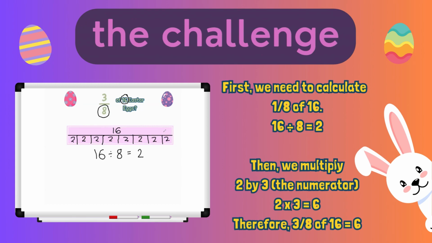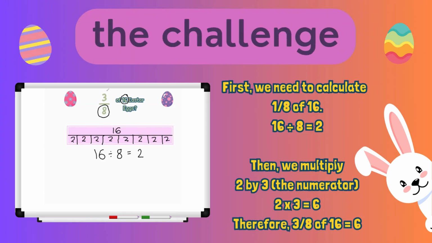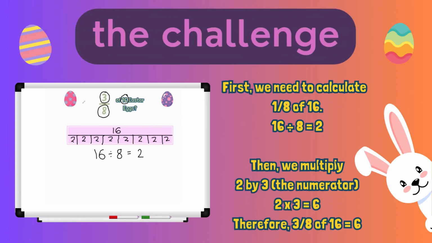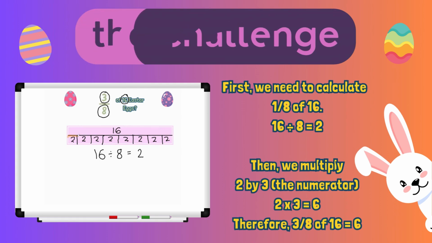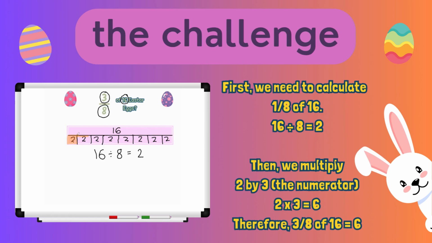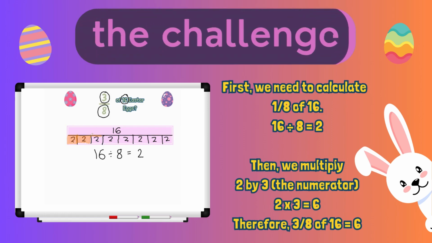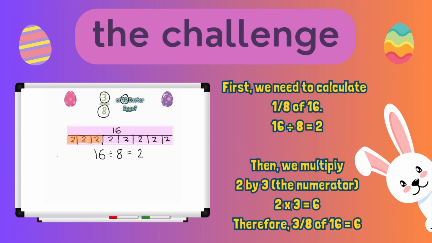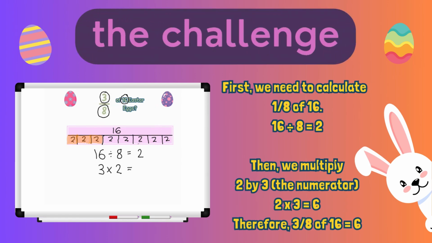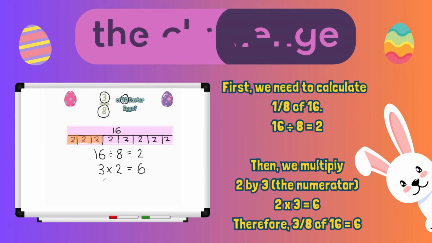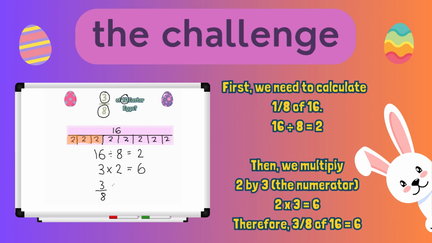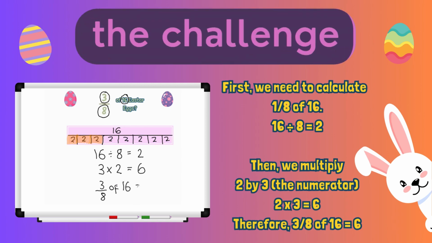There we go. And now we turn our attention to the numerator, because that's going to tell us how many parts to colour in. And the answer to that is 3. So let's colour in 3 of the parts. 1, 2, 3. And as a sum, we can write that as 3 lots of 2 parts, and 3 multiplied by 2 is 6. So therefore, 3/8 of 16 equals 6. There you go.